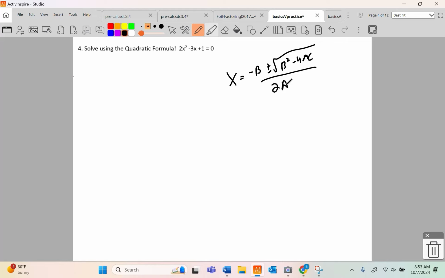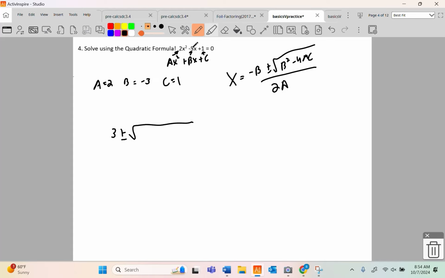Now, where do you get a, b, and c? You get them from knowing standard form, and you do a lineup process. That's really all there is to it. A is 2, b is negative 3, and c is 1. And then you just throw them into this formula. So opposite b, or negative b, a negative times a negative is a positive.